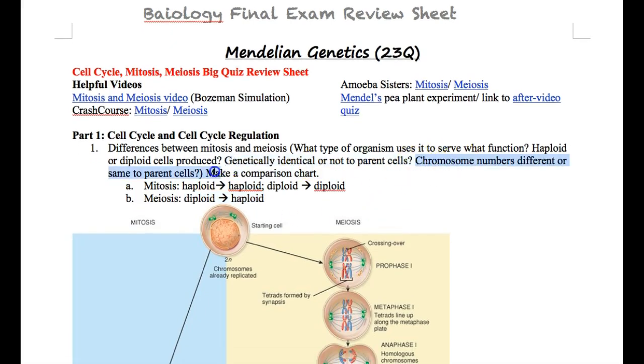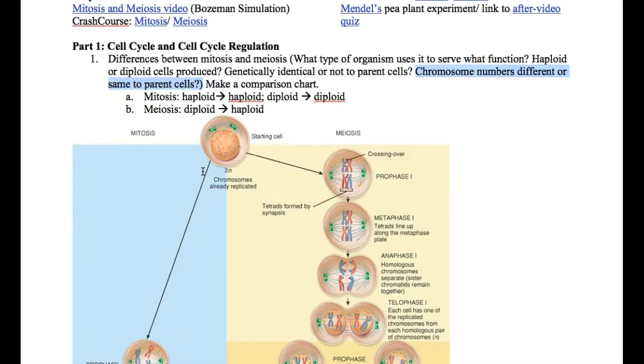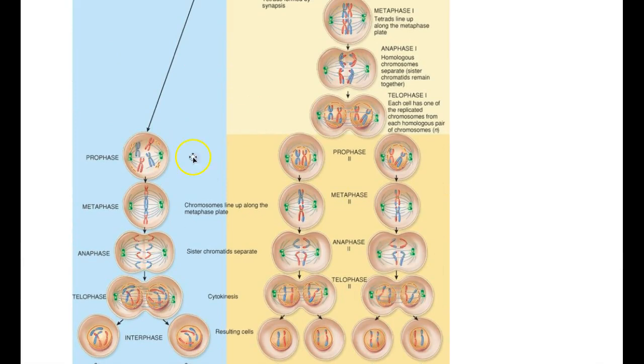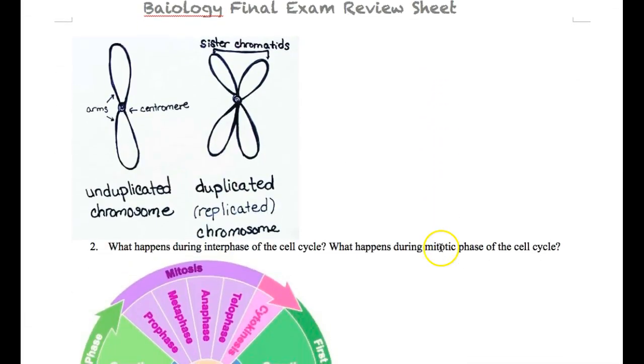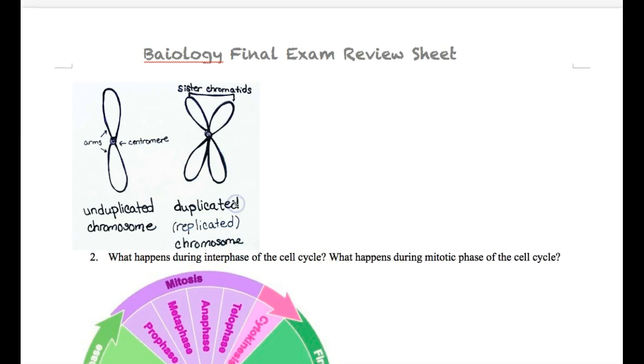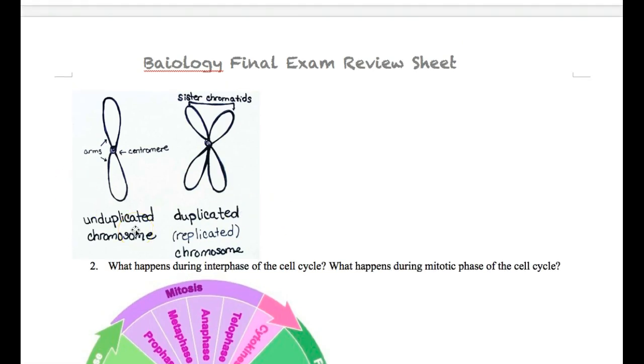Is the chromosome number different or the same as the parent cell? For mitosis, it's the same. For meiosis, it's half of the parent cell. Okay. Make sure you understand this. If you are able to draw this entire thing by yourself, which you should, then you should be good. So here are some other things that you want to make sure that you really understand. For a chromosome, one chromosome can either look like this or look like this. So this is an unduplicated chromosome.